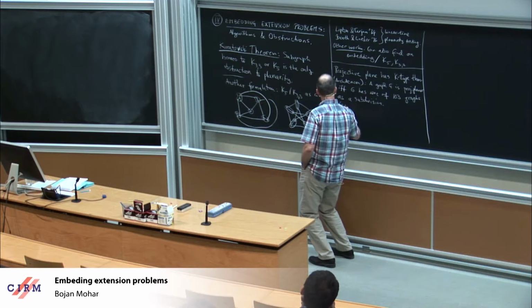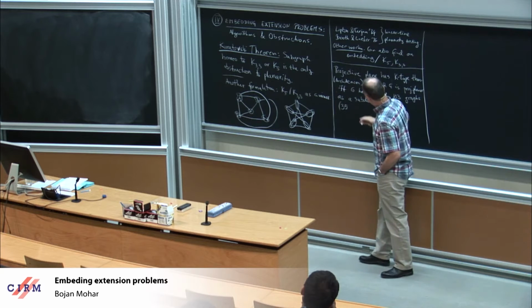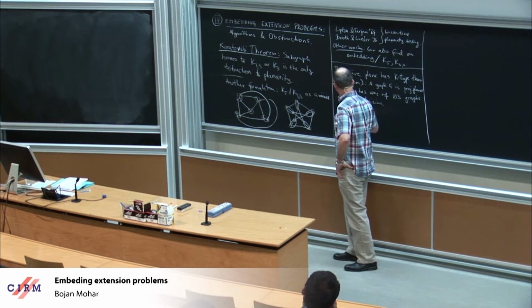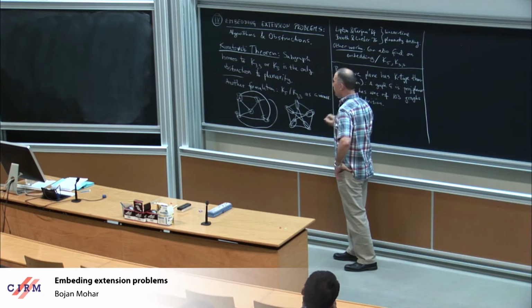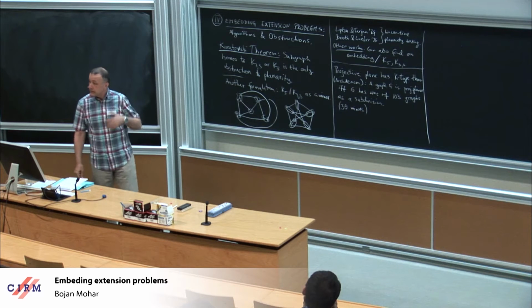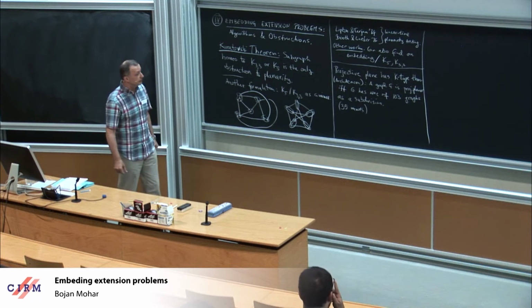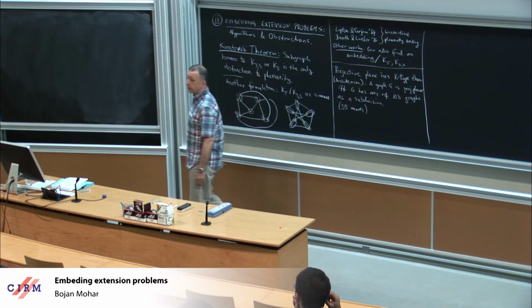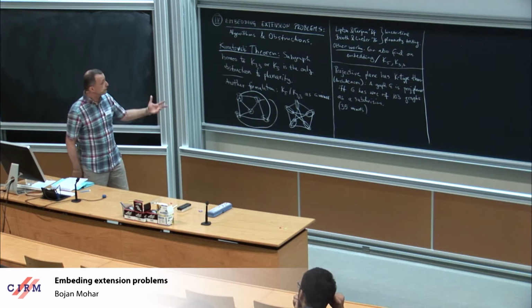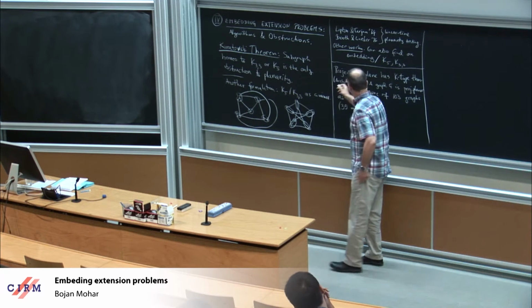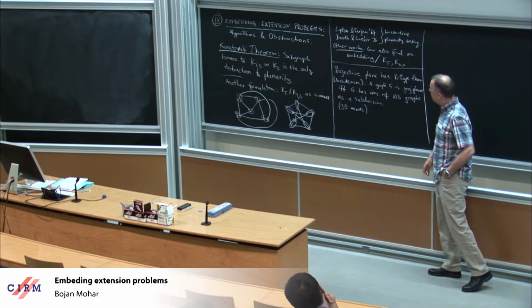This was actually at the same time that forbidden minors were classified. There are 35 forbidden minors. Some of these have edges which you can contract and still not be embeddable in the projective plane, and so you get a smaller list of obstructions. The next question is, does it hold for other surfaces?